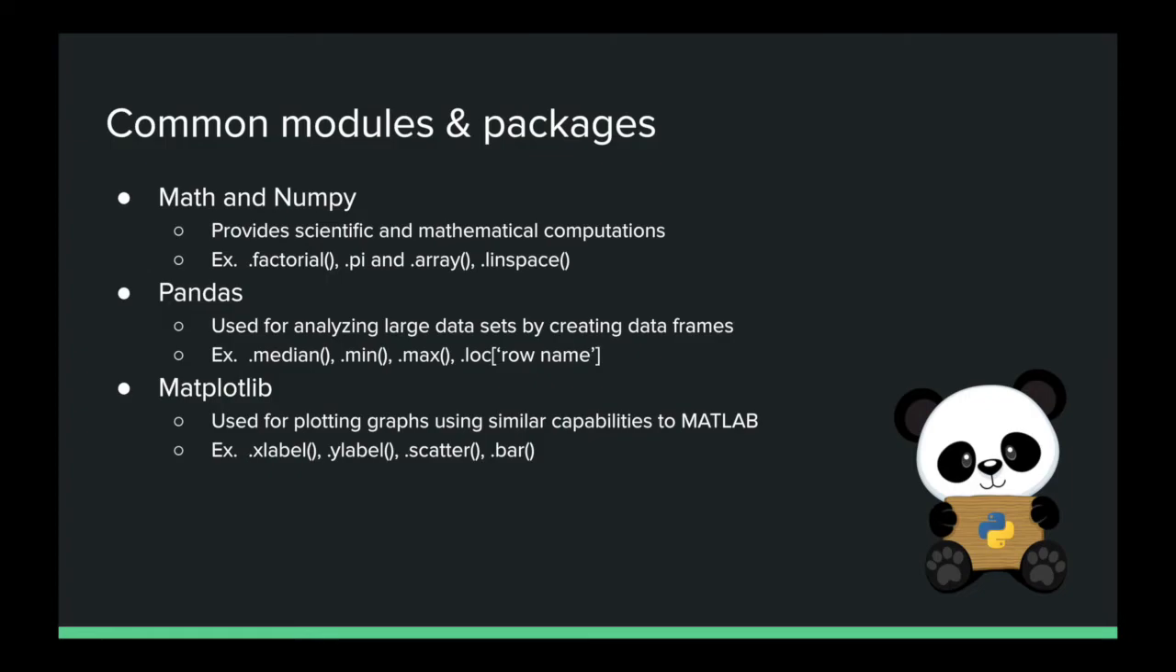And then there's also matplotlib, which is used primarily for plotting graphs, using similar capabilities to what MATLAB uses. And so this has functions like creating an x-axis label, creating a y-axis label, creating a title, and then also functions to create different types of graphs. So there's .scatter for scatter plots, and .bar for bar graphs, and there's a bunch, like you can create pie charts, things like that. So you can see using a combination of these would be really useful, and for different functions as well.